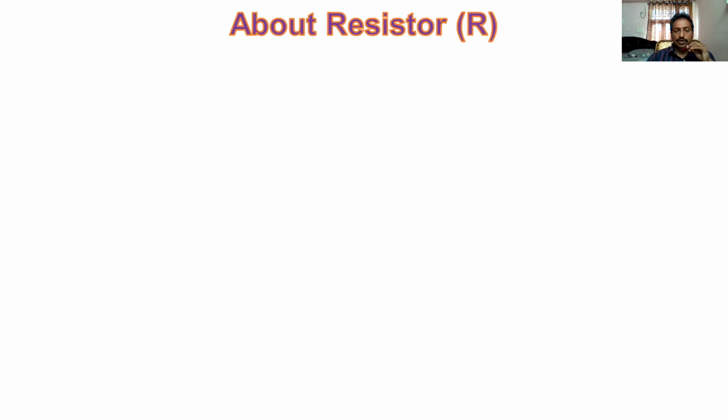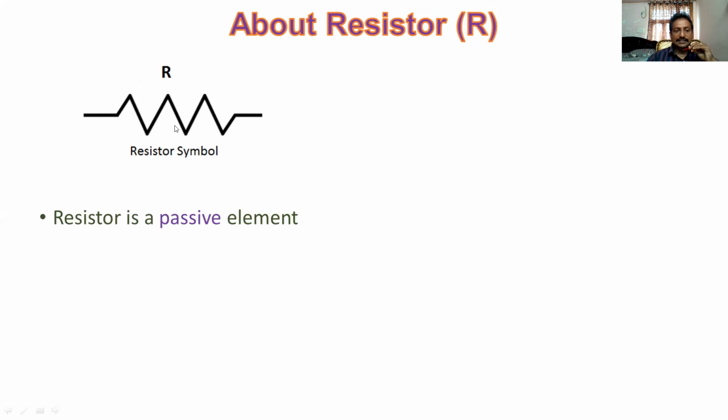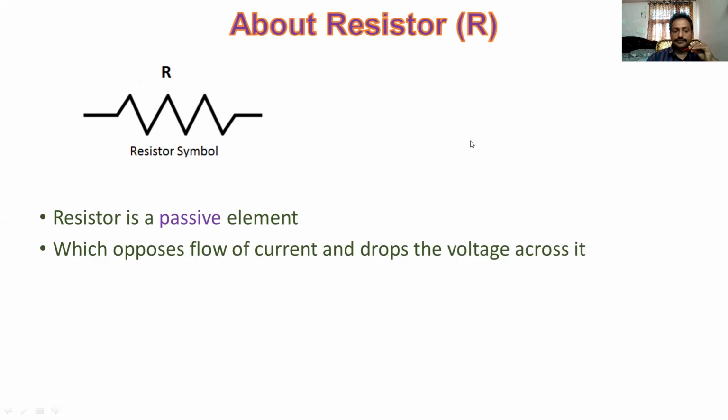Next, we want to discuss thoroughly about the resistor. What is a resistor? See here, this is a physical and graphical representation of a resistor. It is represented with a symbol, and this is represented with the letter R. This R is called the resistance. A resistor is a passive element which opposes the flow of current and drops the voltage across it. So that is the first property: it opposes the flow of current.